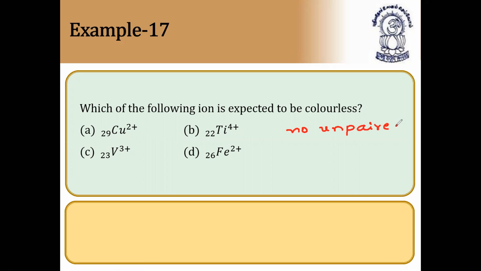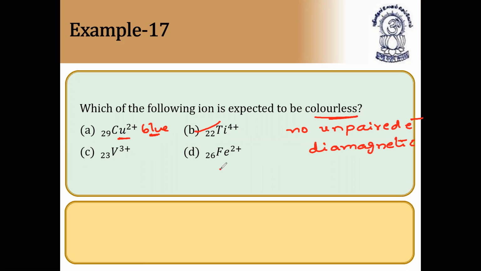It should not contain unpaired electrons, and it is diamagnetic in nature. So these are said to be colorless. In which case Cu+2 is colored, because it is blue. We already know it is not colorless. Ti+4, let us check. Ti+4 is the answer.